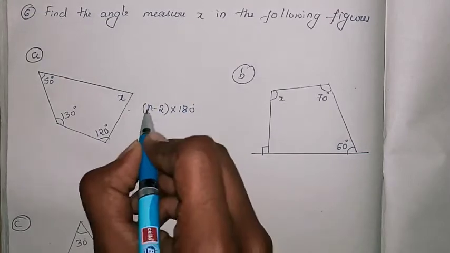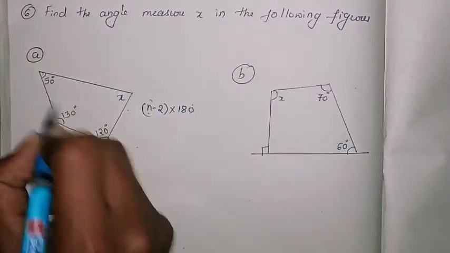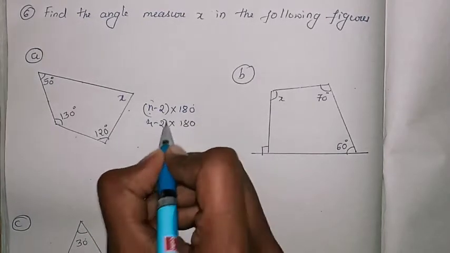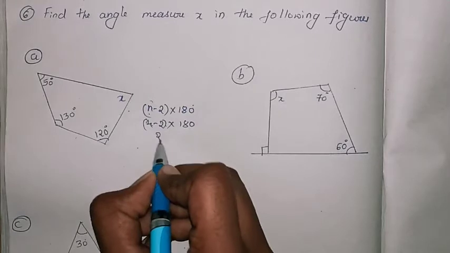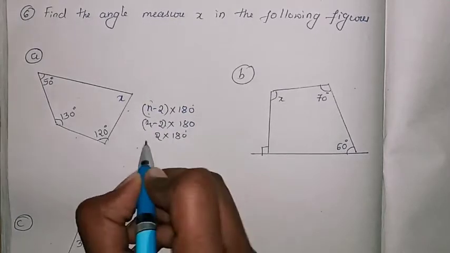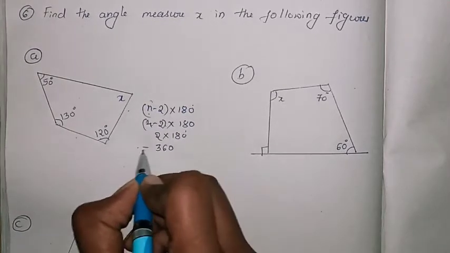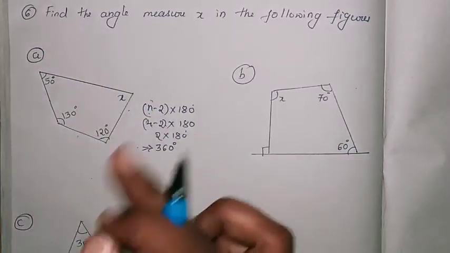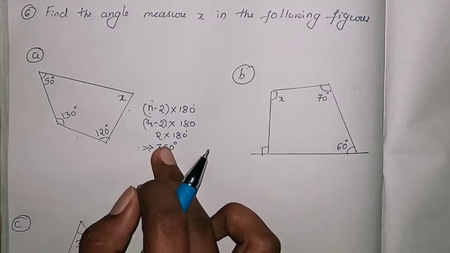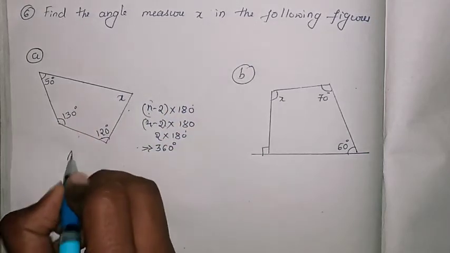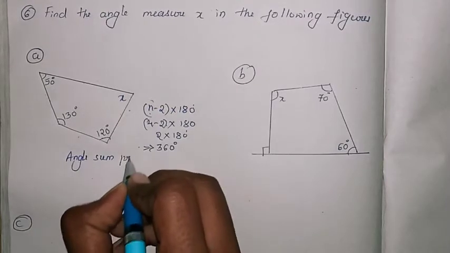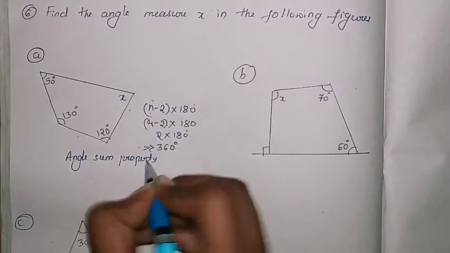So n minus 2, how many sides do we have? 1, 2, 3, 4. So (4 minus 2) into 180. Use the bracket. 4 minus 2 means 2 into 180, which is equal to 360 degrees. So we know that the sum of the angles in a quadrilateral is equal to 360 degrees. Now apply the angle sum property, or you can write it in the bracket.